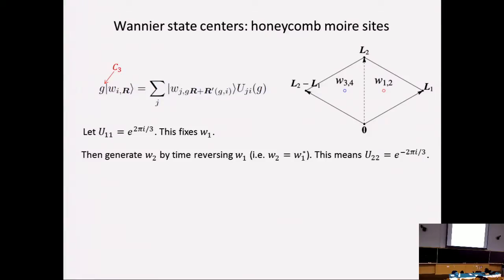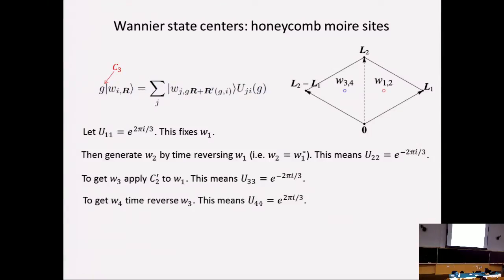Now we can generate the second Wannier state on the same site, W2, simply by time reversal. You see, these states are not real because they are eigenstates of the threefold rotation with this non-trivial eigenvalue. Now, to get to the other pair of the Wannier states, we simply perform a twofold rotation around this dashed line, and that gives us, let's say, from W1, W3, and then finally, to get the fourth Wannier state, we time reverse W3. And this is now our set of 4 Wannier states.